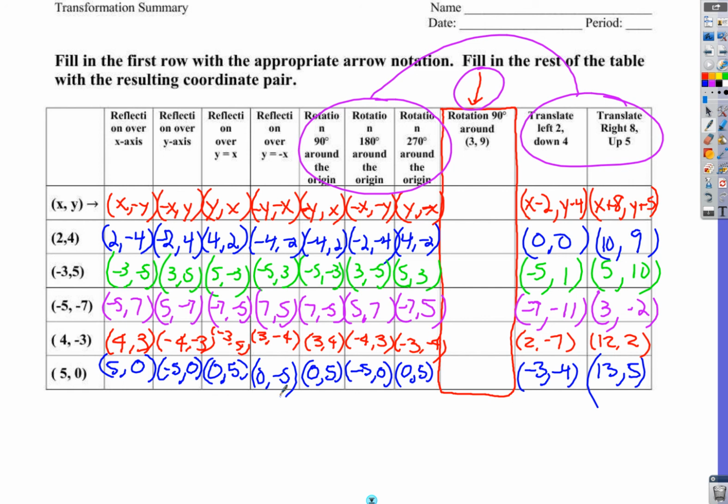Then the translation's wrong. Which one? The last two. That should be a +3, not a -3. 5 minus 2. Wait, we're starting at 5. 5 minus 2 is 3. Oh, I wrote 3, but I didn't write it.